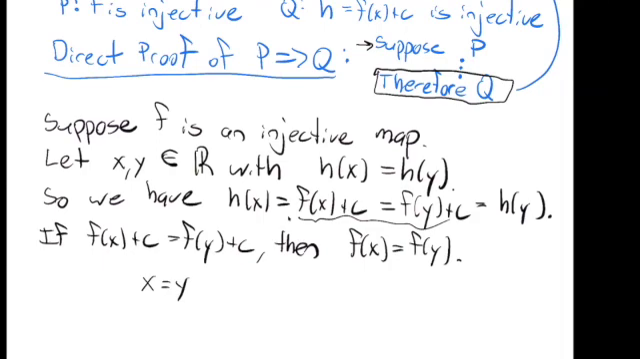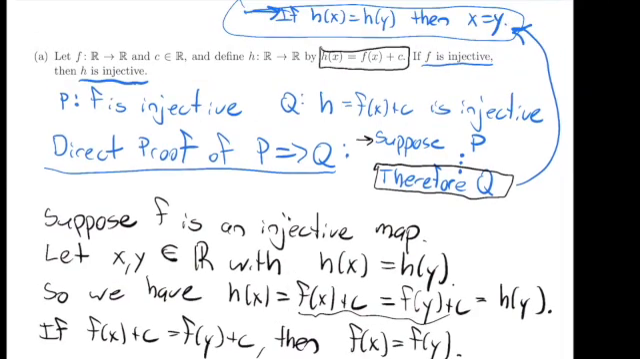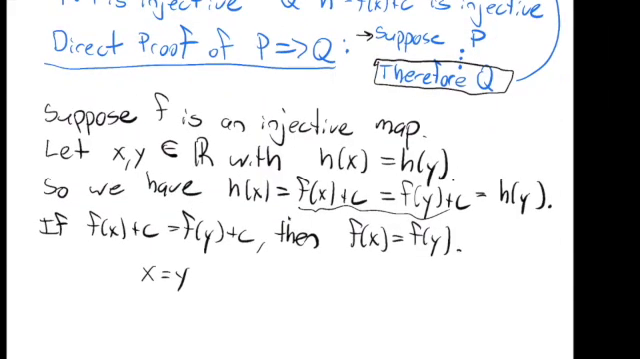So what's the justification for going from this sentence over here that we have down to here? We're assuming that f is injective. That's right. It's this first assumption over here. So if f is injective and I have two inputs that give me the same output, then that has to imply x is equal to y.